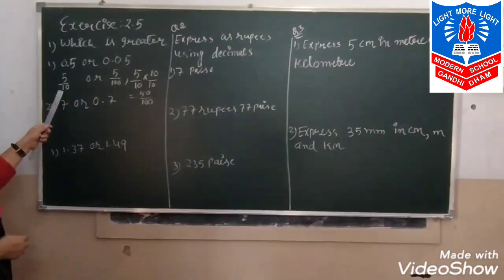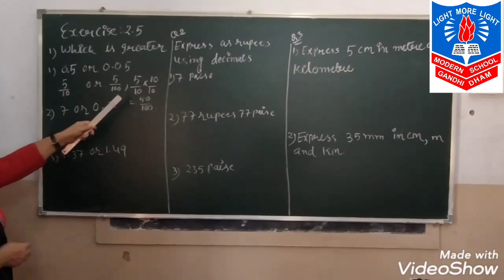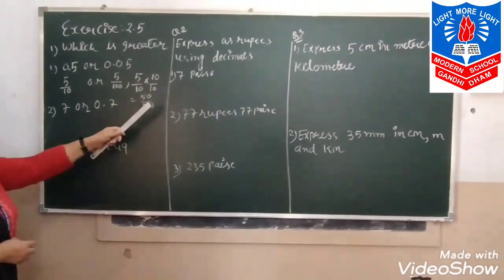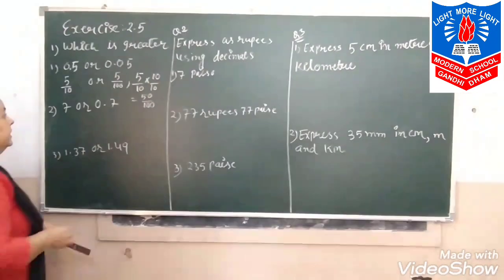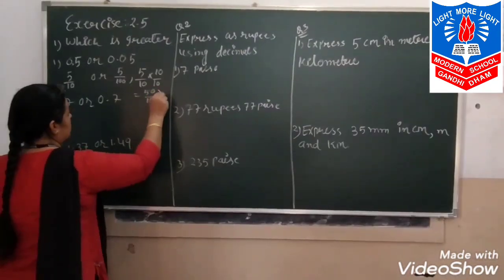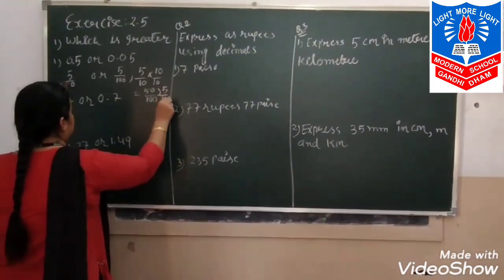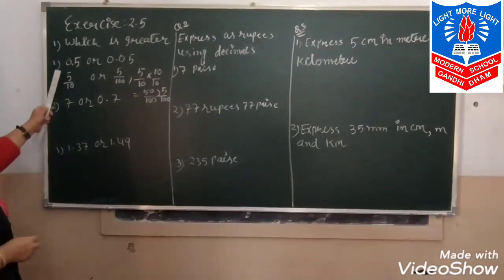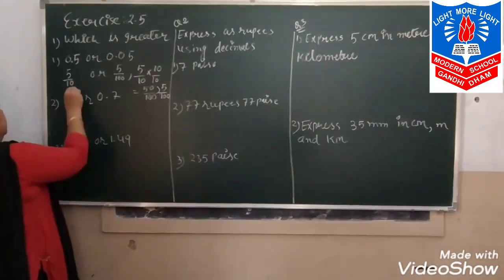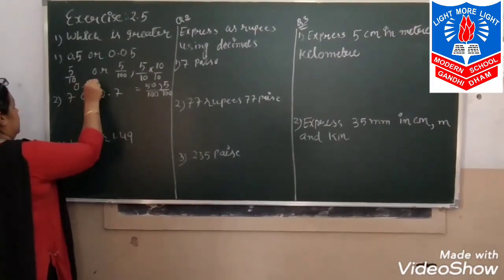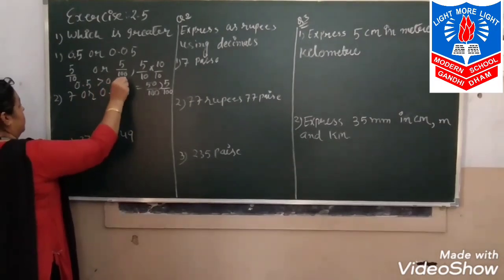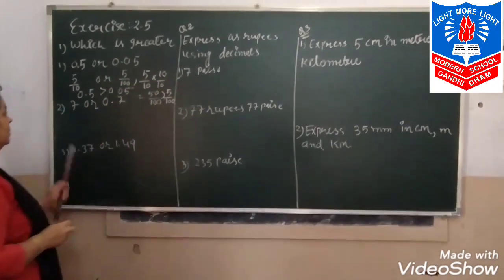So here I multiply by 10. So 5 into 10, 50/100, and here is 5/100. So 0.5 is greater than 0.05.